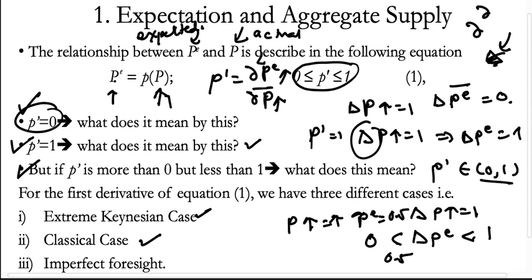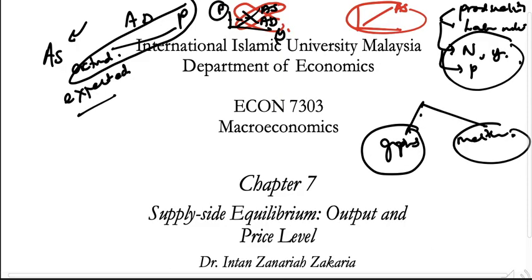Alright, so let's look at the extreme Keynesian case. Now, like I said, we have two ways here that we need to look at. First, by looking at the graph. Second, by looking at the mathematical derivation. So, we want to analyze three different cases by using graphs.